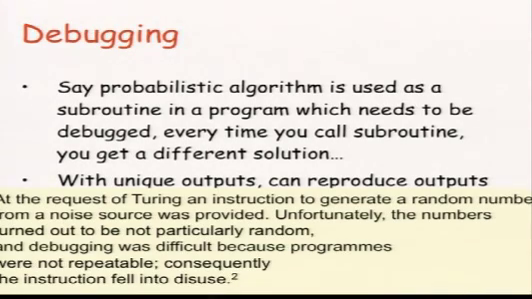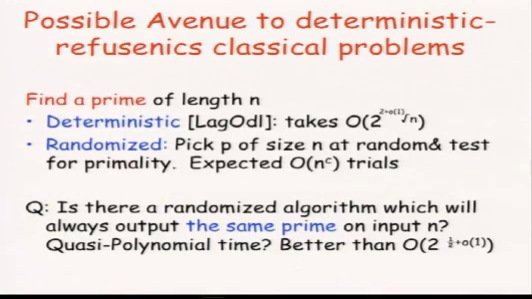Consequently, the instructions fell into disuse. So, as we know, we now have instructions of this sort, pseudo-random number generators, but we haven't really talked about the debugging question. What I'm trying to say is that if we had randomized algorithms that had all the power of randomized algorithms but gave you a unique answer, then the debugging question would be addressed.